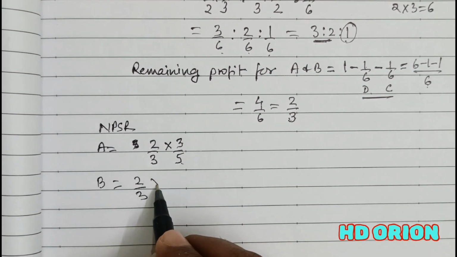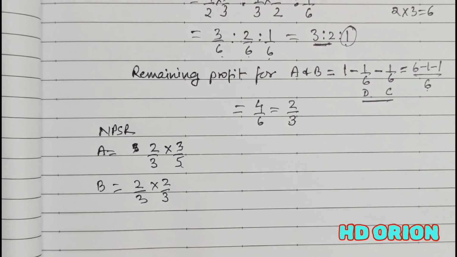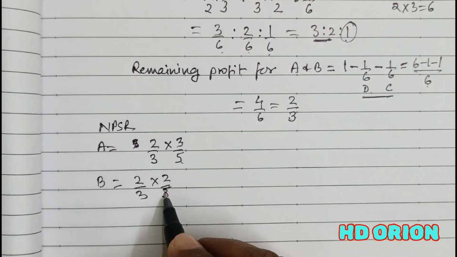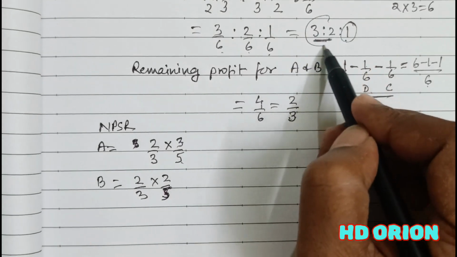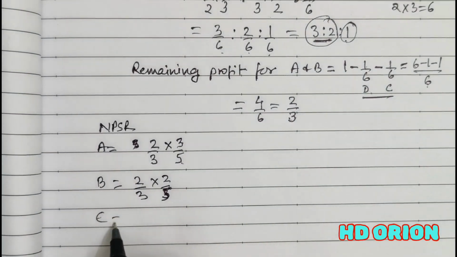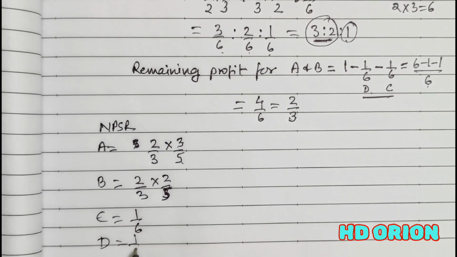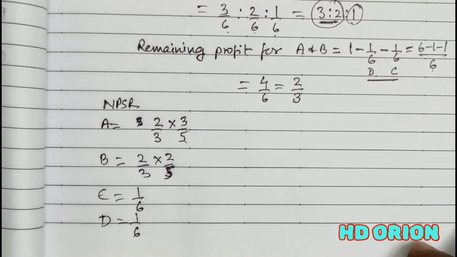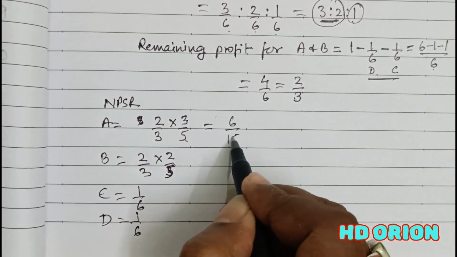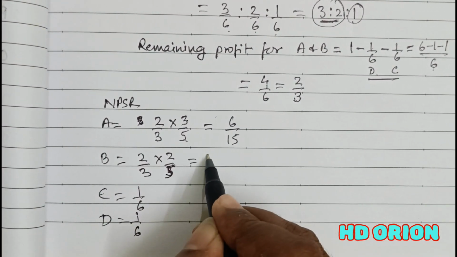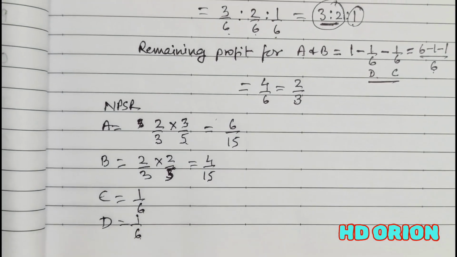For B, it is 2 by 3 multiplied by 2 by 5. Fine, 2 by 5, A and B. And C is, we know, 1 by 6. And D is also how much? 1 by 6. These are fixed. Now solve this. It is 6 by 15 here. And it is how much? 4 by 15. And here it is 6 and 6.